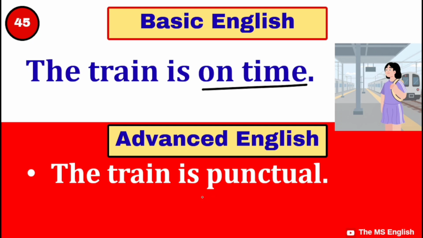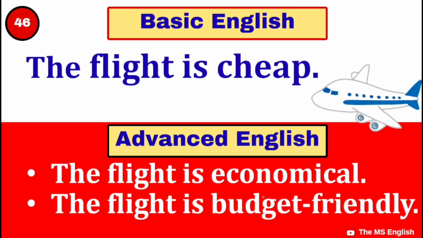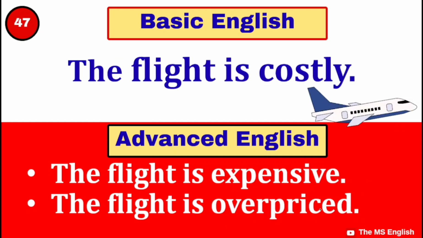The train is punctual. The flight is cheap. The flight is economical. The flight is budget friendly. The flight is costly. The flight is expensive. The flight is overpriced.